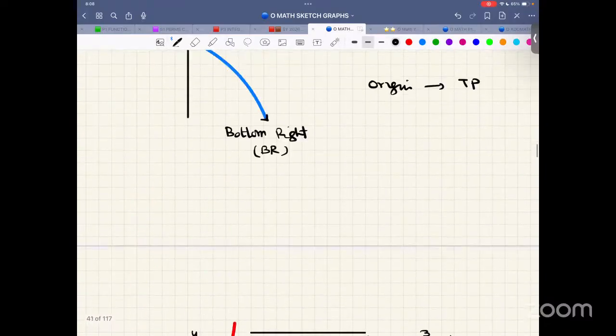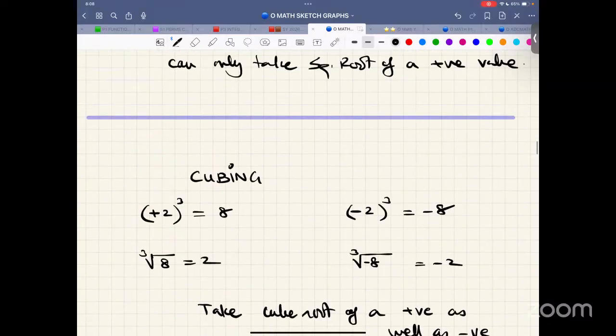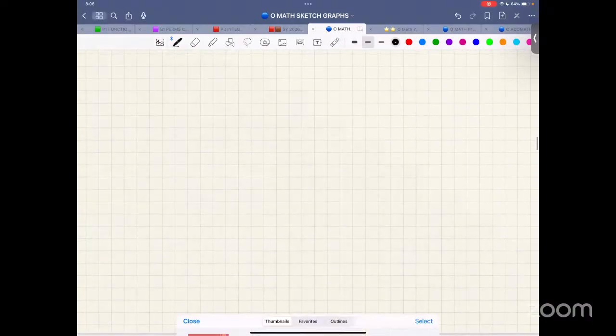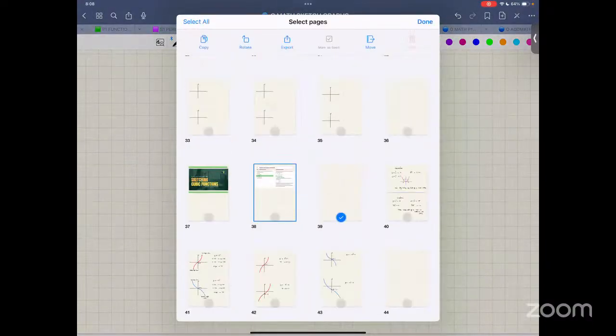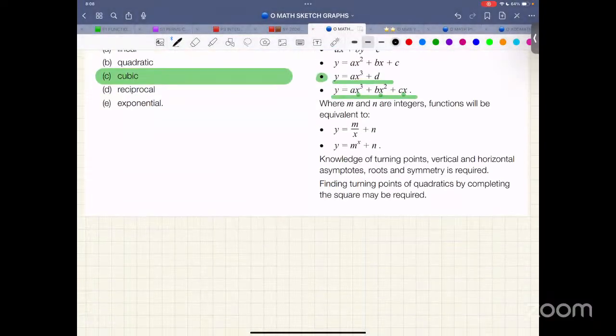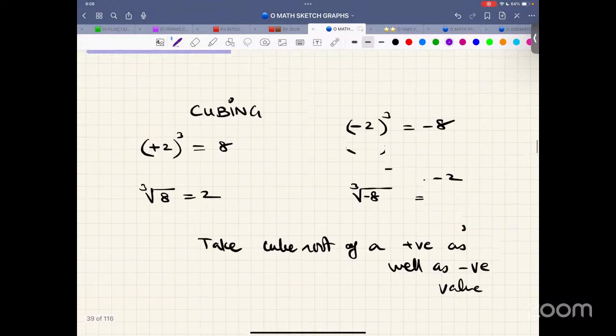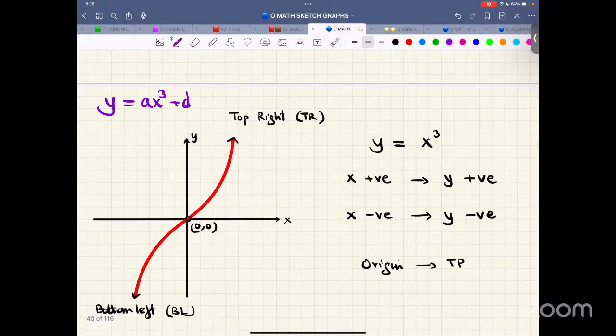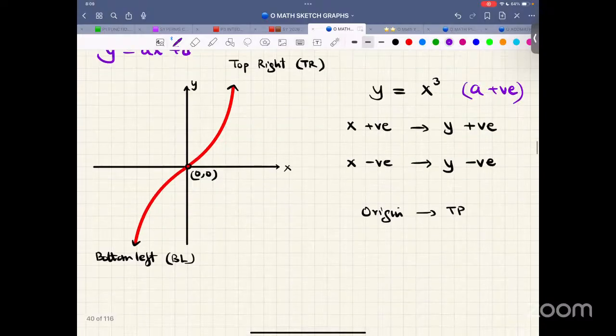So now these four graphs that I have drawn, they are of this type. Let me just remove this one blank page from here. They are of this type, that is ax cubed plus d. So they are of the type y equals ax cubed plus d. A just changes the steepness. So this is a is positive. It doesn't make a difference. It's 1 or 2 or 1,000.